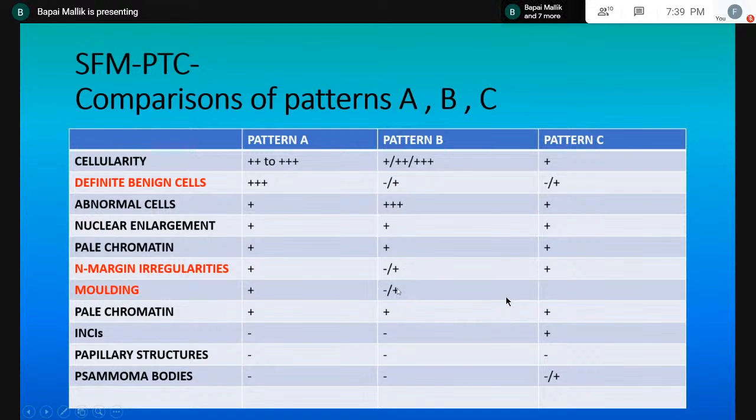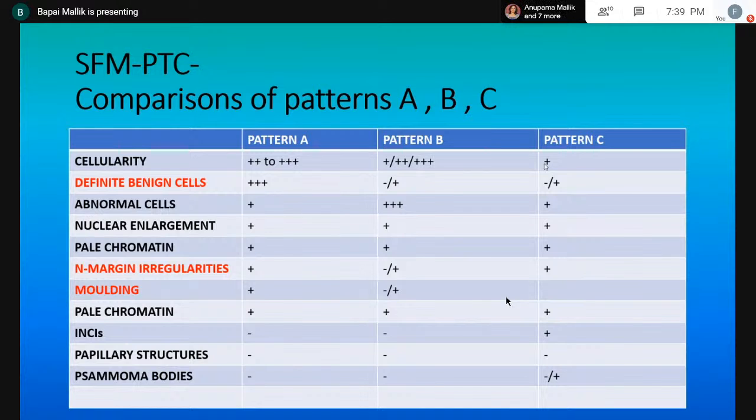If this would have been present in pattern B, with this amount of cellularity, you would possibly go and pull the trigger and call it straight a papillary thyroid carcinoma. Pale chromatin is seen in both. Intranuclear cytoplasmic inclusions, papillary structures, psammoma bodies are not seen in any one of them. In pattern C, you see all the features. You can even see intranuclear inclusions, but you call it suspicious just because of the fact that the cellularity is extremely low. That means you have very few cells showing the classic features of papillary thyroid carcinoma.